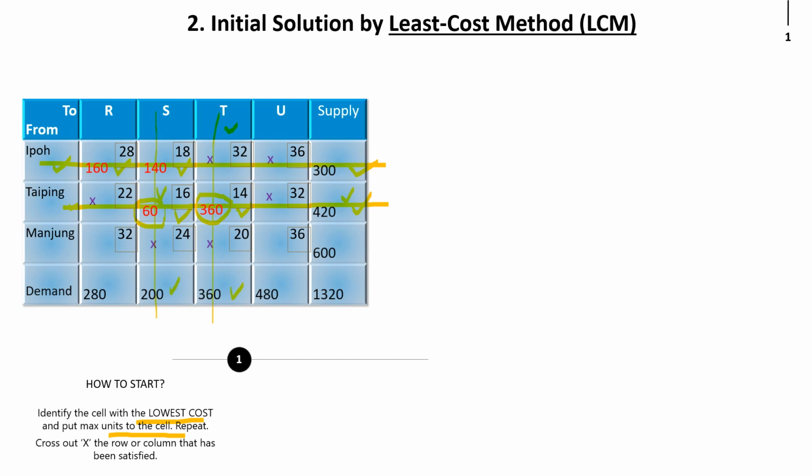Then we have only another two cells, whose costs are 32 and 36. Manjung to R is the lower if we compare between these two costs. And the number of units that we can put here, considering that for column R the demand is 280, and we already put 160 here, is a maximum of 120 in this cell. 160 plus 120 equals 280. By doing this, the column R is satisfied.